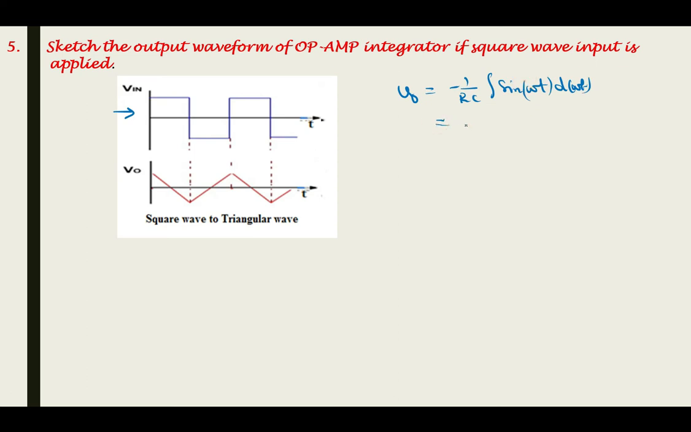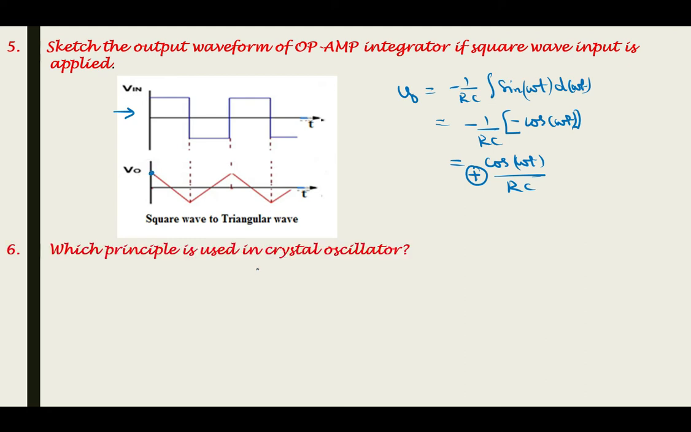In this case what happens? Minus 1 by RC. You know very well, since you all have studied integration now, so integral of sine will be minus cos theta. So this is the integration. So minus and minus becomes plus and you are getting cos of omega t by RC. That is why you are getting plus at the output. So you have to start from here. So this is the output waveform.